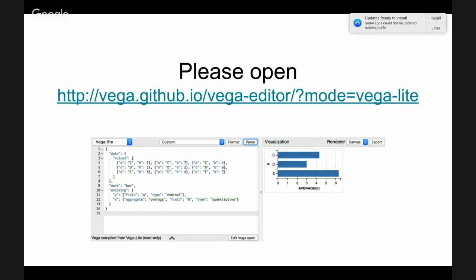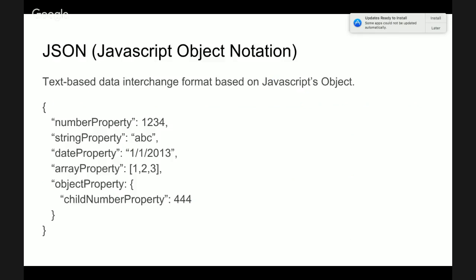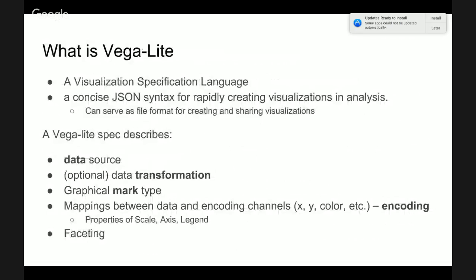So that's a lot of the introduction to theory, a quick run through the theory about how to design visualization. Now we're going to introduce Vega-Lite 2. So let's start with what Vega-Lite is. It's a visualization specification language. We use JSON syntax for that, enabling you to rapidly create visualizations, mostly for analysis.